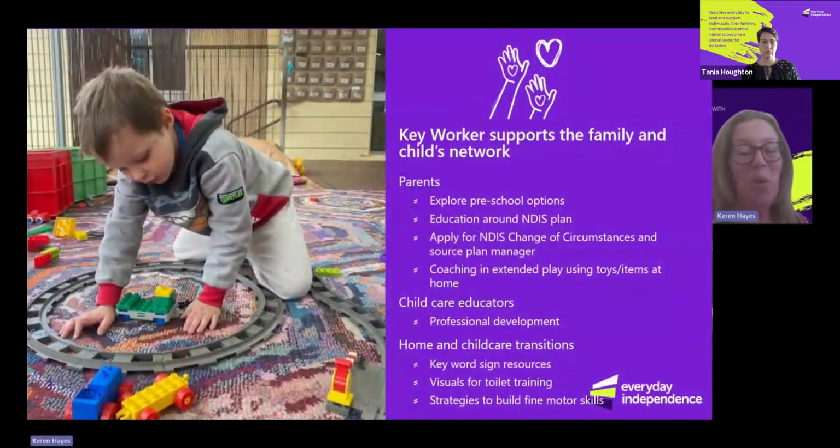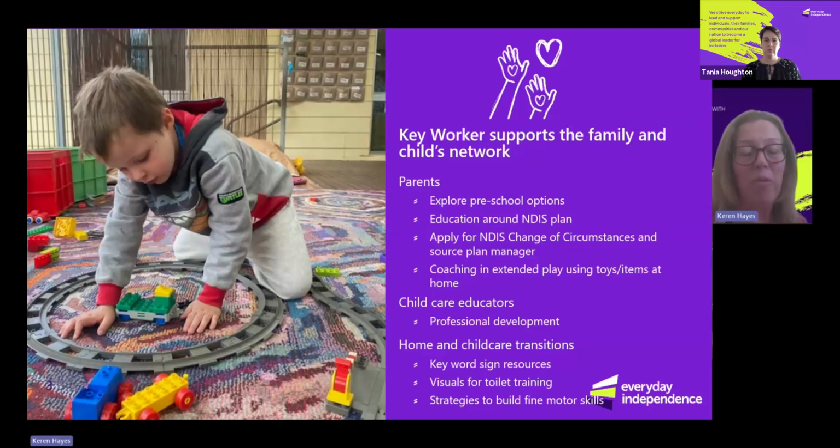In addition to supporting the child and family with a team, we also work closely with the family to support them through life's big transitions. So for Sebie, next year will be his first year of preschool. I went and supported the family to visit several preschool options, including an autism-specific centre, to see what might be the best fit for Sebie.